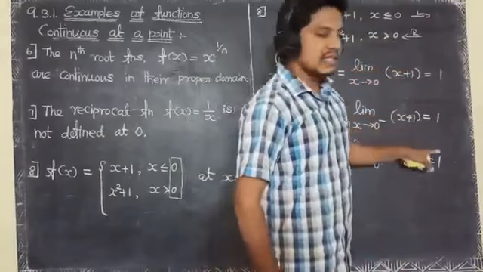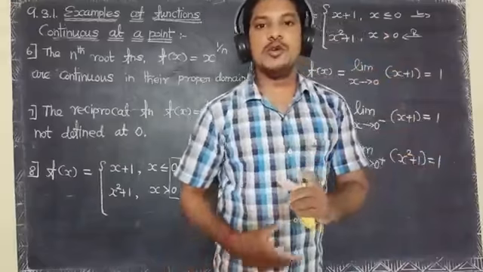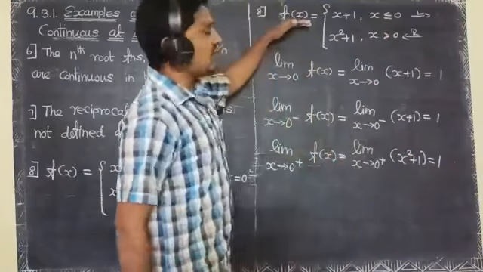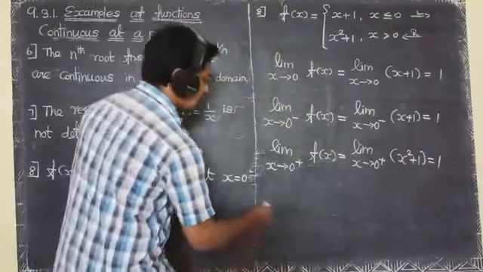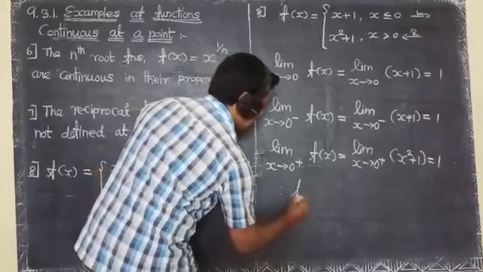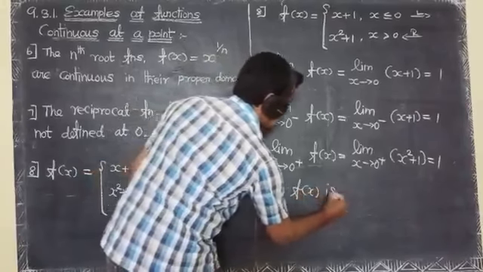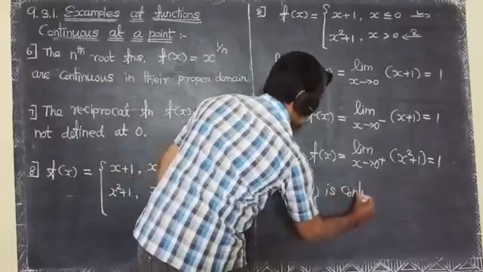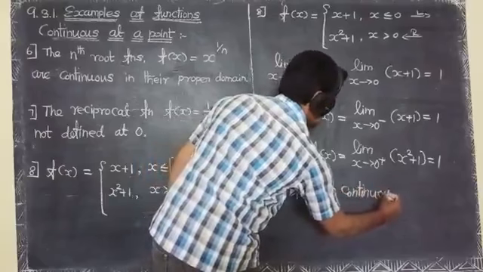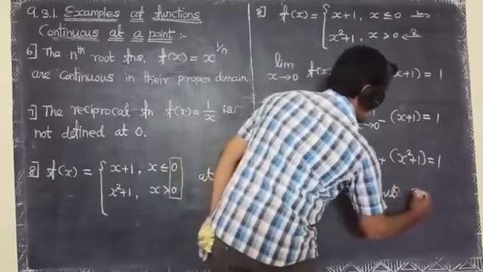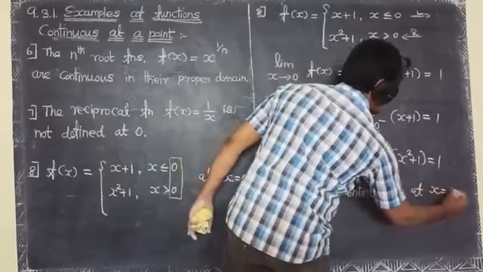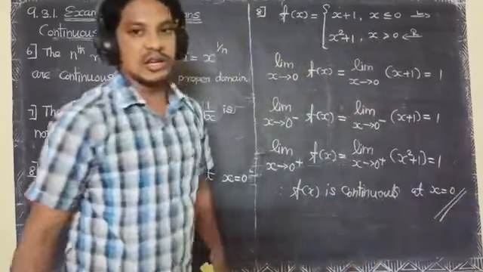Here all are the same value, that is a unique real number. Therefore the given function is continuous. Therefore f of x is continuous at the particular point x equal to 0.